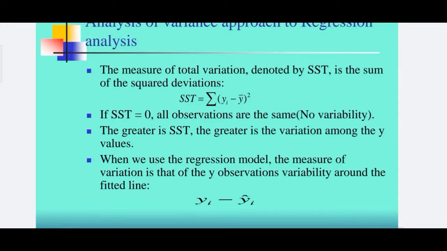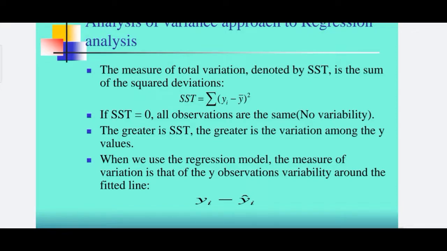And you should know also that if SST is 0, it means the deviation between the mean and the observation is 0, which means all observations are the same, no variability. There is no variability between the mean and y. It means y bar is 0, right? So there is no variability between the mean and y. So SST will be 0.